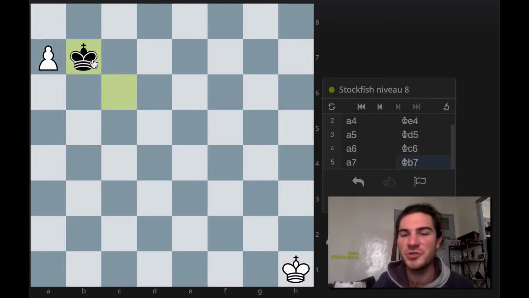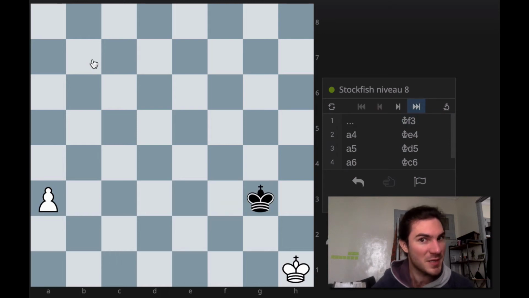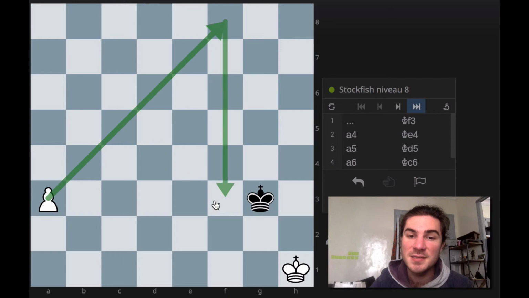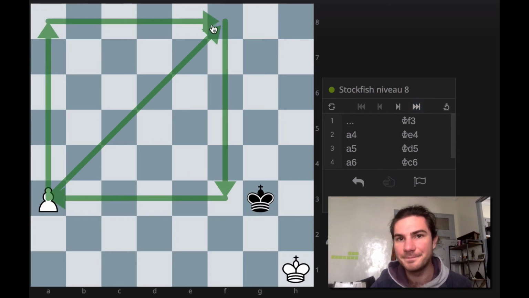No matter how hard you try, no matter what you're going to do in this position, it's always going to be a draw. Because of the rule of the square, and the fact that the king can get into the square. If it's white to move, white wins. If it's black to move, black draws.